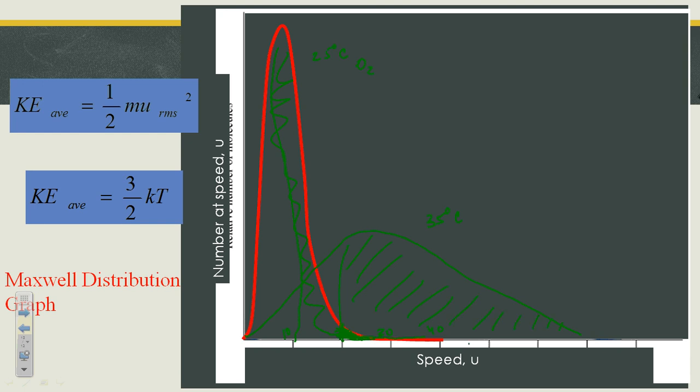So this type of distribution is called the Maxwell-Boltzmann distribution. And with increase in temperature, the curve or the graph shifts to the right.